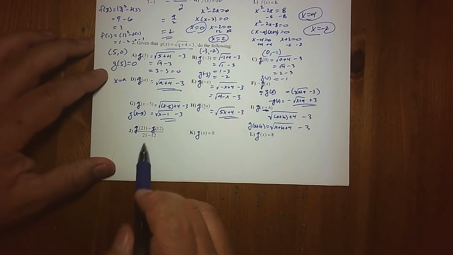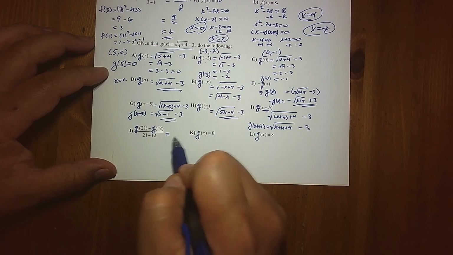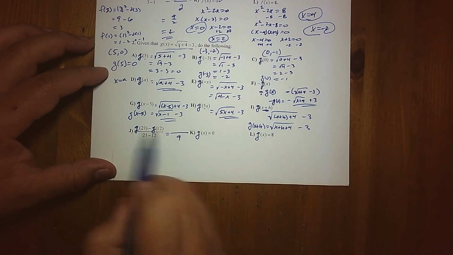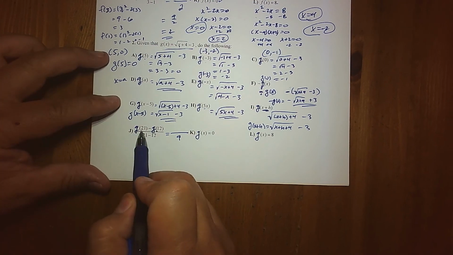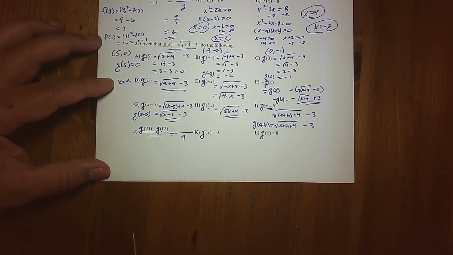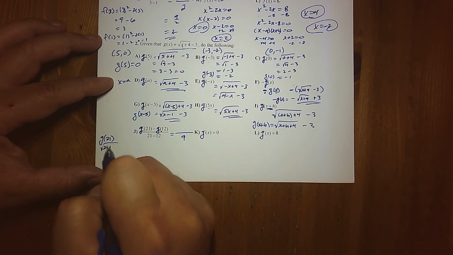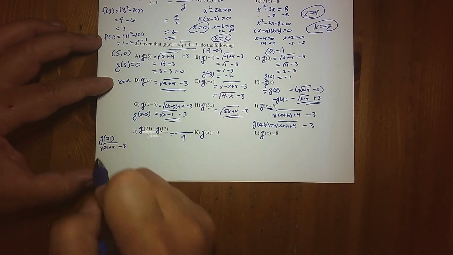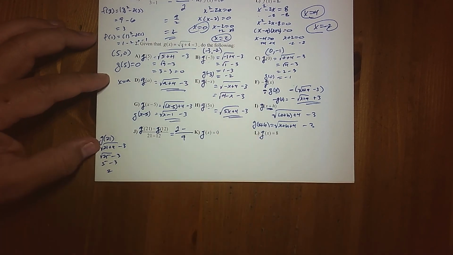Back to the slope idea, again, the bottom's pretty easy to find. 21 take away 12, I believe, is 9. But the top requires me to find two output values, g of 21 and g of 12. So off to the side here, g of 21, that's the square root of 21 plus 4 minus 3. That becomes the square root of 25 minus 3. 5 minus 3, we get a 2. So that evaluates out to 2.